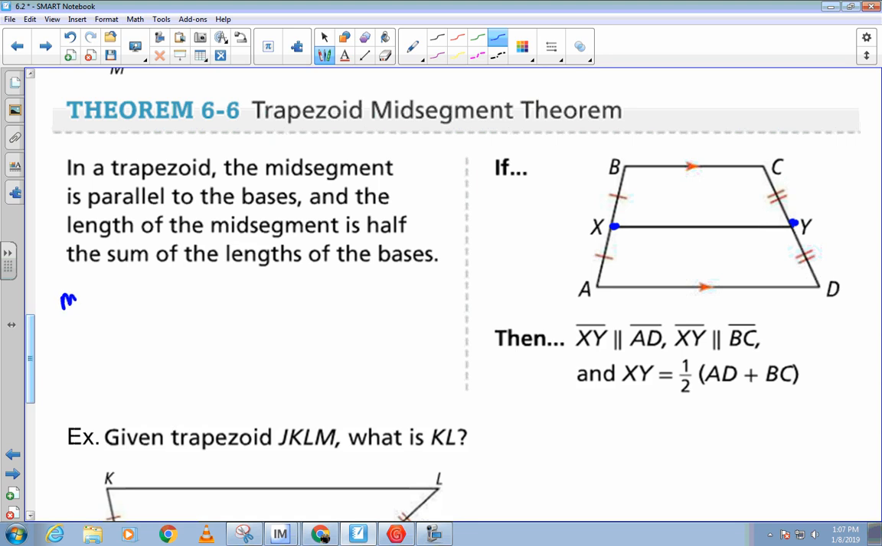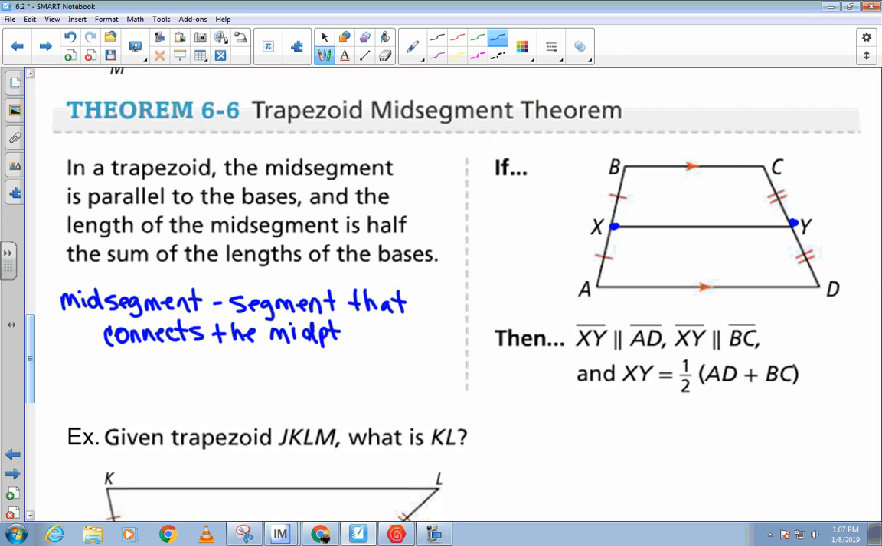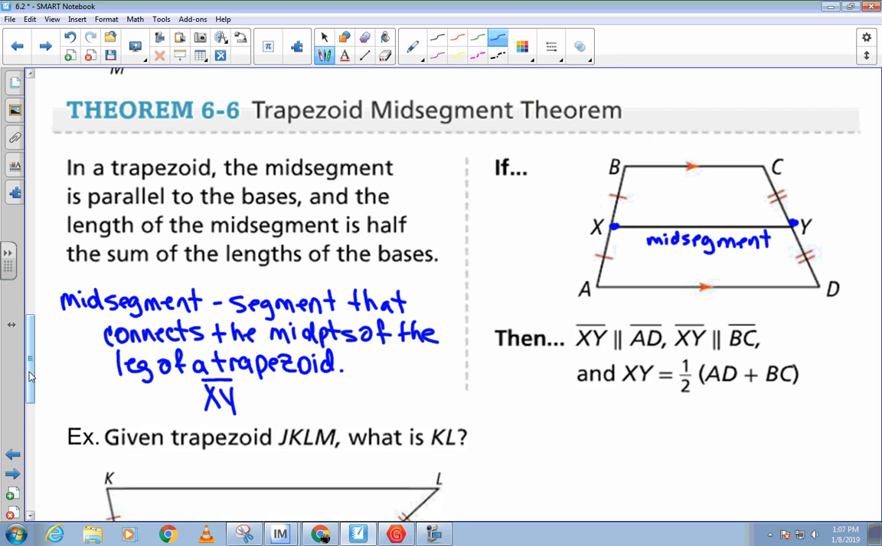So let's write that definition down. The mid-segment is a segment that connects the midpoints of the legs of a trapezoid. Okay. So in this case, XY is a mid-segment. Alright, so you can see it connects the midpoints of the two legs.